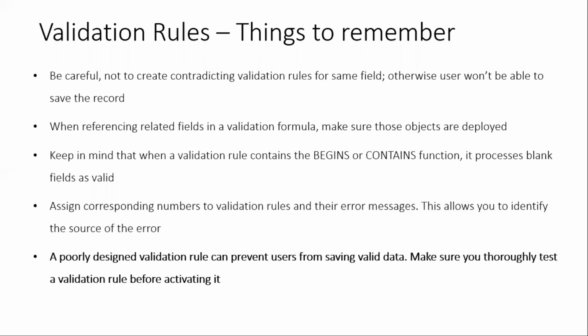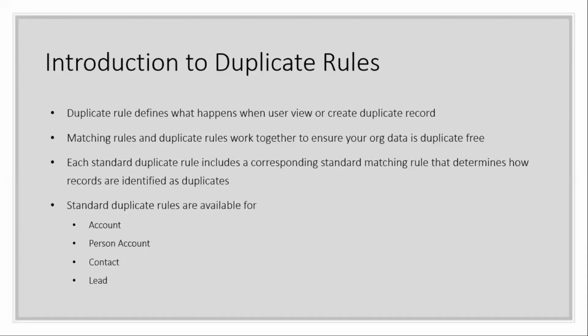So we have seen the validation rule. Now let's move and see the next topic, which is about duplicate rules. Validation rules help us to validate our data. Similarly, duplicate rules help us not to enter a duplicate record, right? It gives you the ability to take a user-defined action on what to do if duplicate records are being created, or it will help you to block the user from creating a duplicate record.